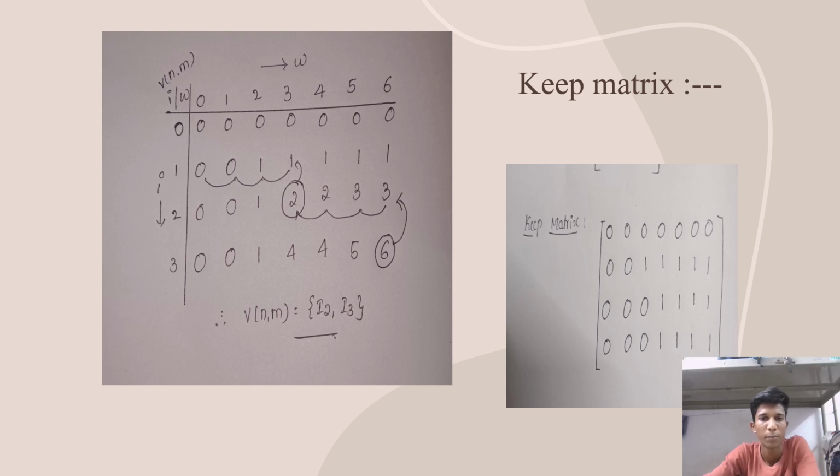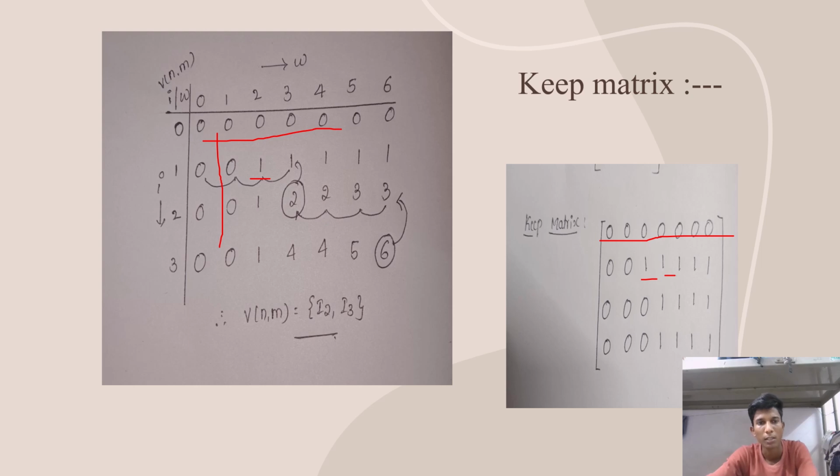As I said in the previous slide, the keep matrix is written for this. The first row and first column are all 0, so write 0. The first row of the second column is 1. Here is the change, so you can write 1. After that all are the same, so 1, 1, 1.